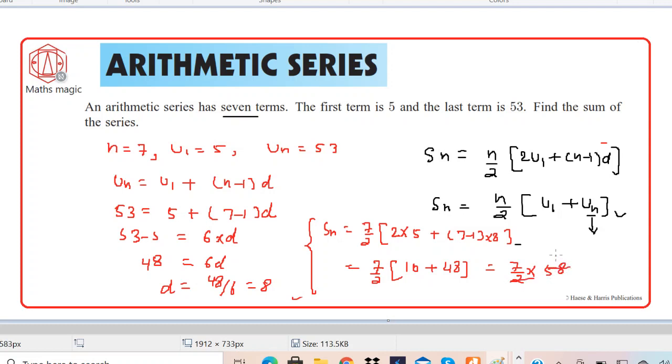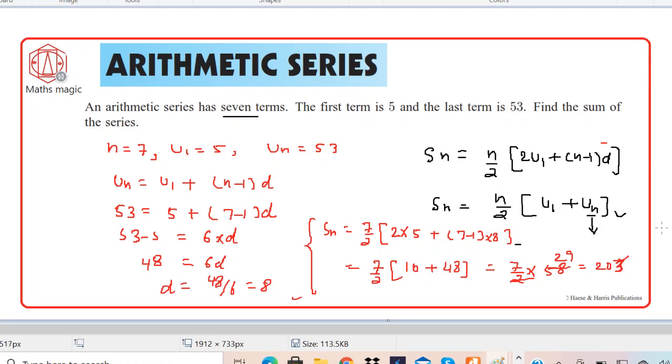58, and then we can cancel 2 with 58, it's 29, and again we got 29 times 7. So our answer is again 203. So you can check this. 7 nines are 63, so we got 3 over here, 6 carries, and 7 twos are 14, 14 plus 6 is 20, so 203. So it's the correct answer. So you have seen both the formulas.